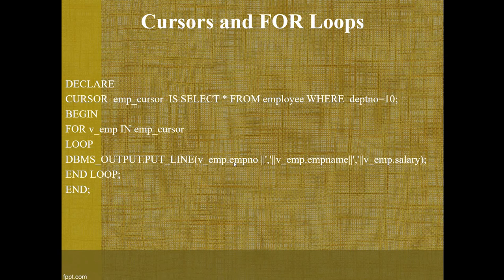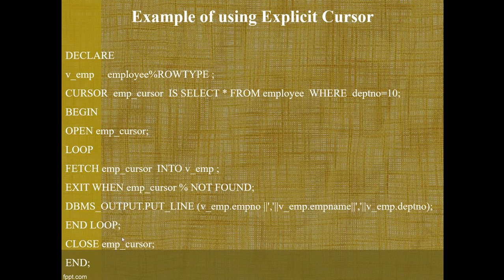We may have more values, but I am displaying only 3 values: emp number, emp name, and salary. And finally, I am ending the loop, and I am closing the cursor with close emp_cursor, and finally I am ending the program. So this is the way of implementing the explicit cursor by using the simple loop. By that we can fetch one by one, and we can display on the screen by using dbms_output.put_line.